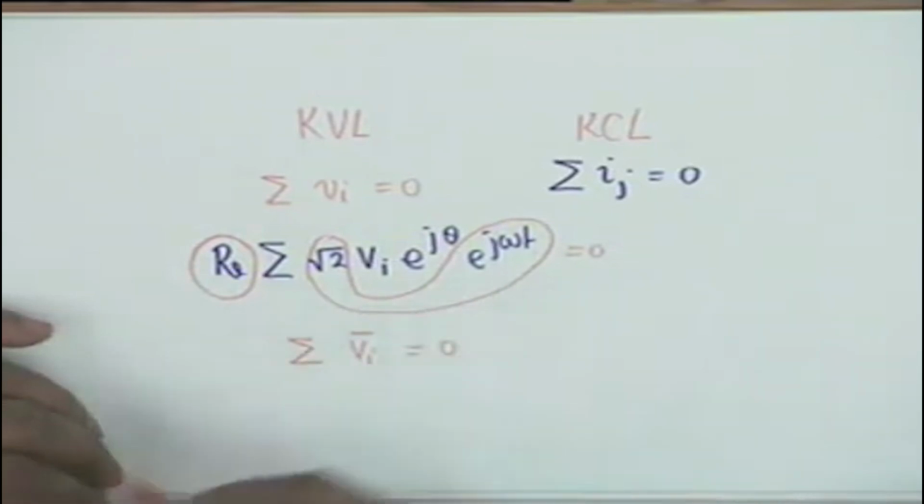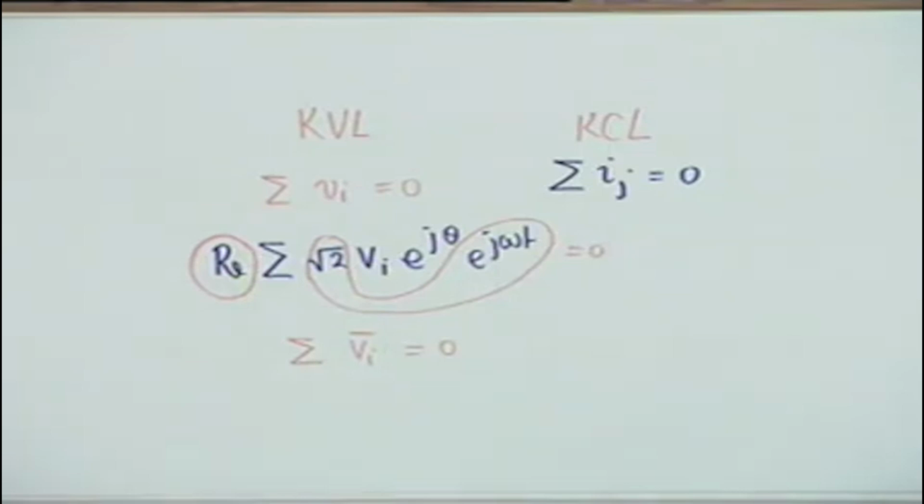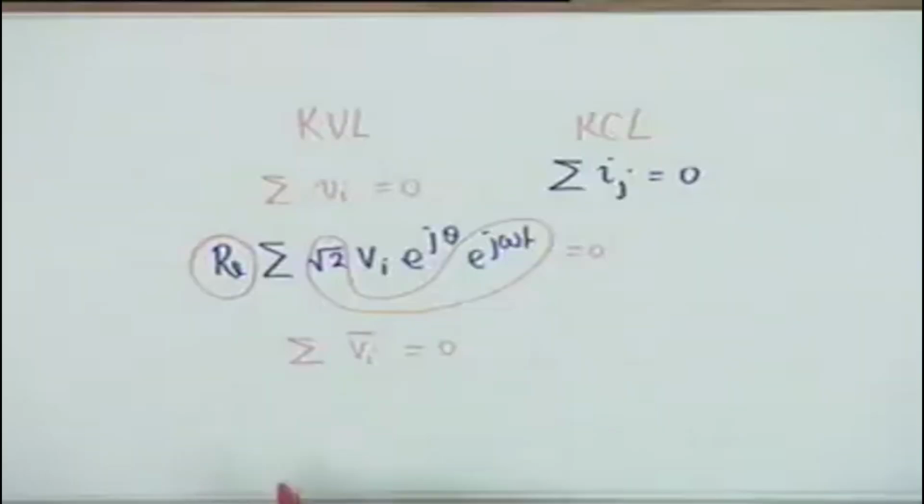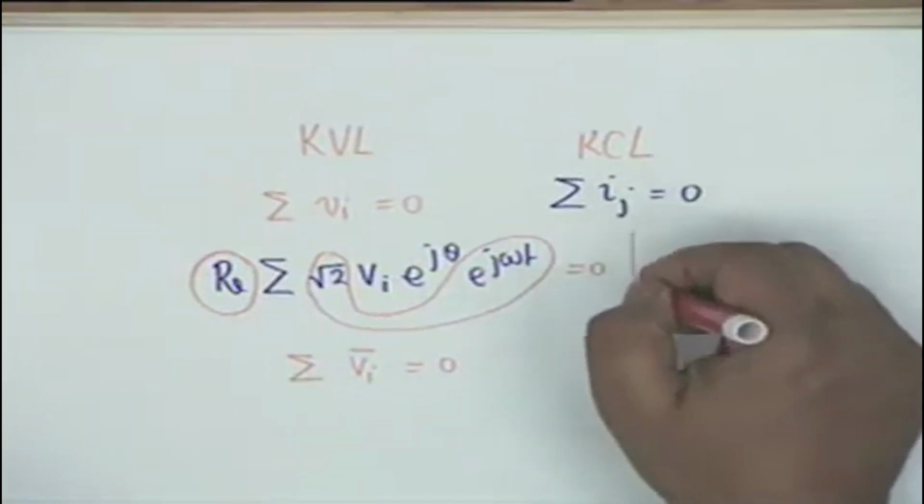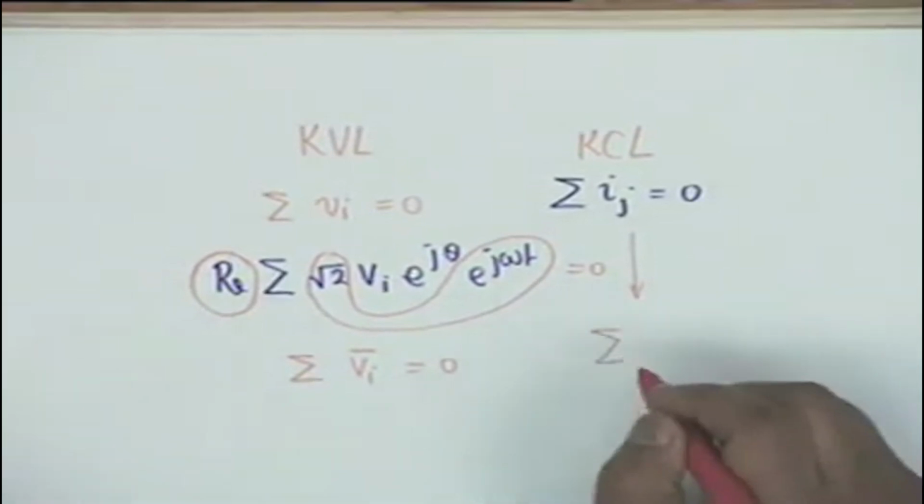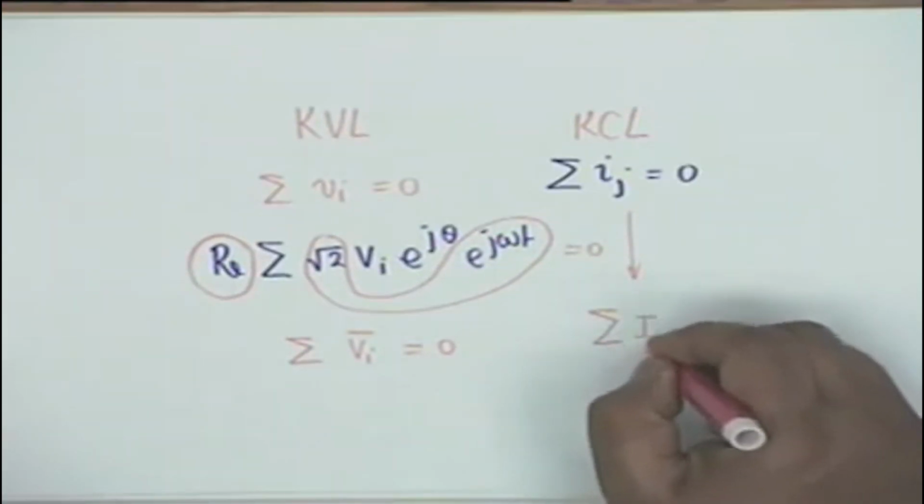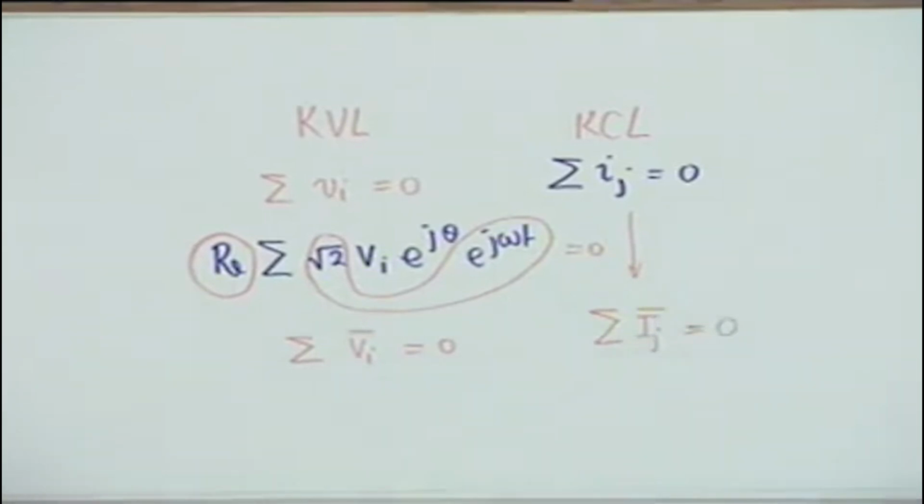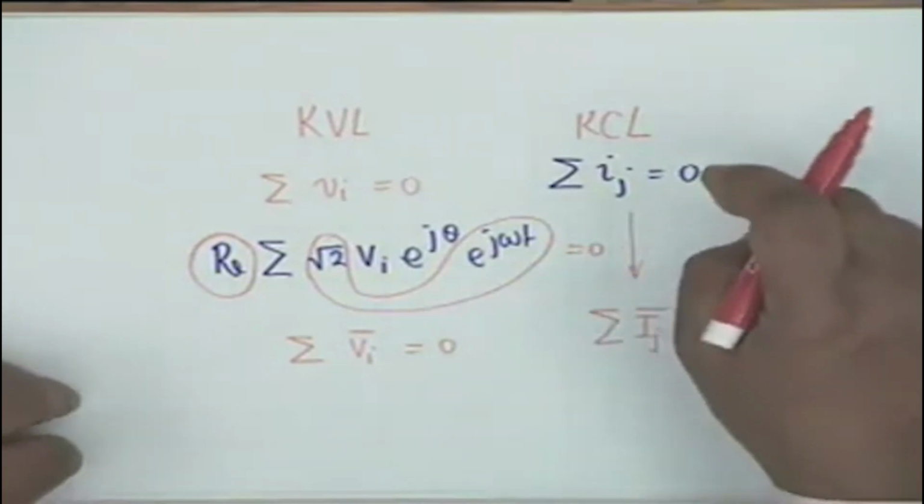Is this okay? A very simple argument says that KVL should be valid if we replace the time varying quantities by their transforms, that means phasors. In an exactly similar manner, KCL translates into summation Ij phasor equal to 0. So KVL and KCL can now be translated in terms of phasors. Phasor quantities also obey KVL and KCL. Let us take an example.